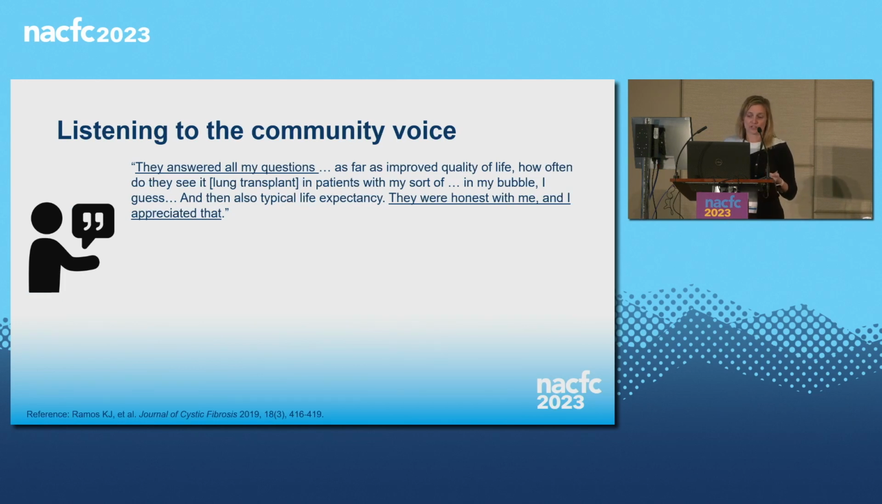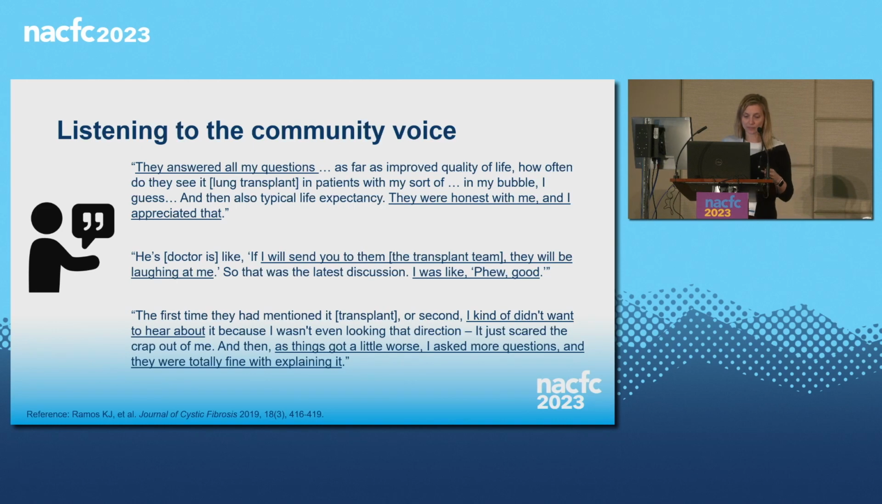They answered all my questions as far as improved quality of life. How often do they see lung transplant in patients with my sort of, in my bubble, I guess, and also then typical life expectancy. They were honest with me, and I appreciated that. The doctor is like, well, if I send you to the transplant team, they will be laughing at me. So that was the latest discussion. I was like, good, phew.